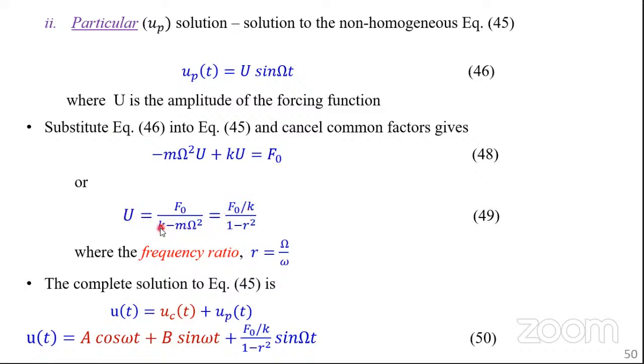So remember, what just happened in equation 49 is just dividing through by K and then using what is already known. We defined the frequency ratio, r, which equals Ohm over omega. And so our expression for the amplitude of the forcing function can be simplified in equation 49. Therefore, our complete solution to equation 49 will have two components.